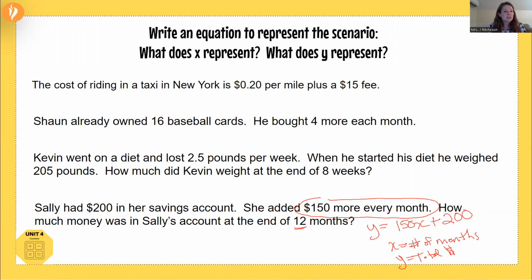Yeah, so if months is 12, X is 12, we would multiply 150 times 12, which is 1,800. We would add the 200 she started with, and we would see at the end of 12 months, she'd have $2,000 in the account. Good for Sally.